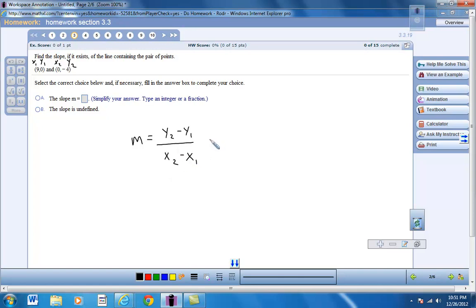Okay, we just plug everything in now. y2, negative 4, minus your y1, which is 0, over your x2, 0, minus your x1, which is 9. What do we get here? Negative 4 over negative 9. These negatives will cancel out, and you'll just be left with a positive slope there.